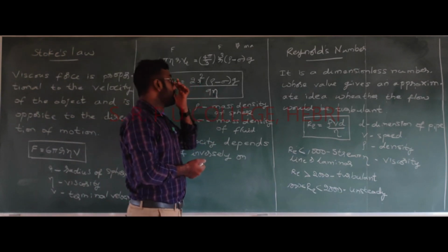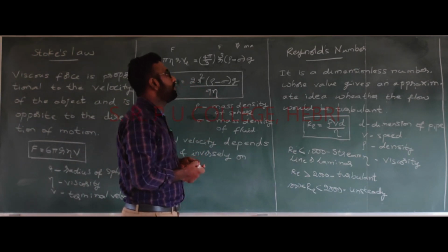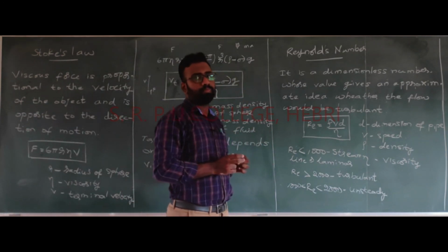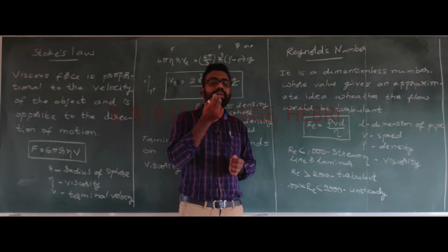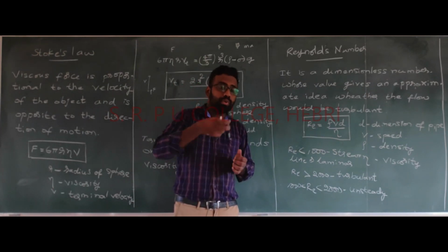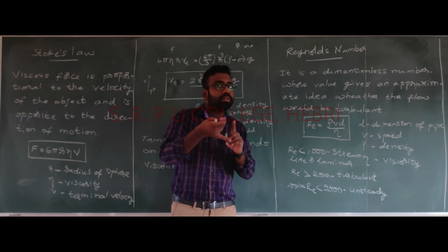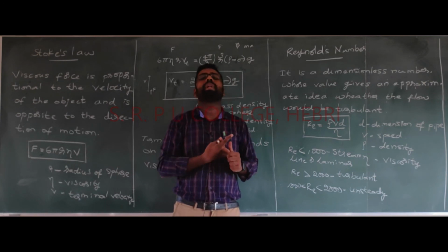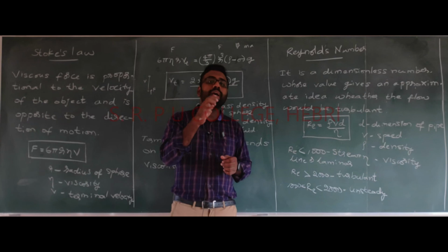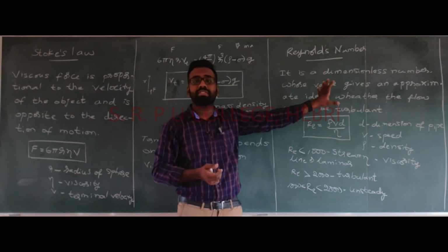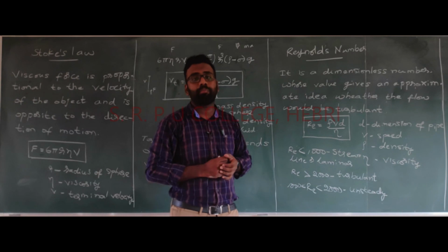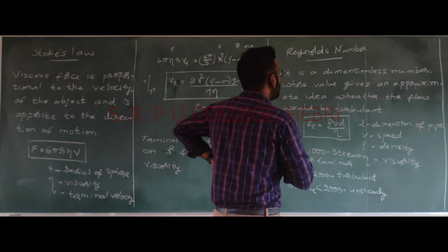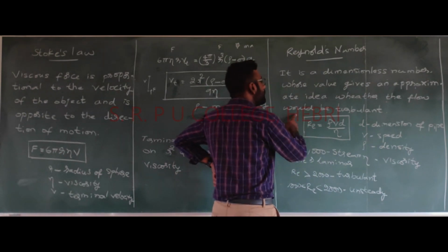Now we will see one more thing, that is about Reynolds number. So this is a very simple concept. Reynolds number is actually a dimensionless number, a number that tells you whether the flow is laminar or streamline, or it is unsteady, or it is turbulent. So a dimensionless number that checks what type of flow it is is known as Reynolds number. It is a dimensionless number whose value gives an approximate idea whether the flow would be turbulent.